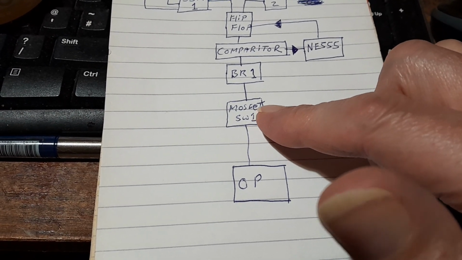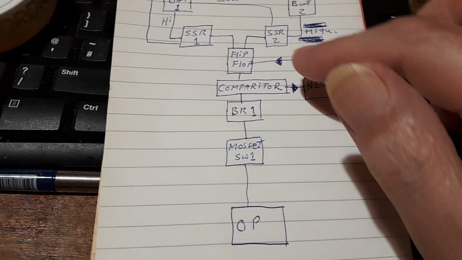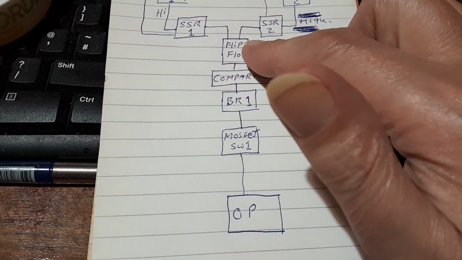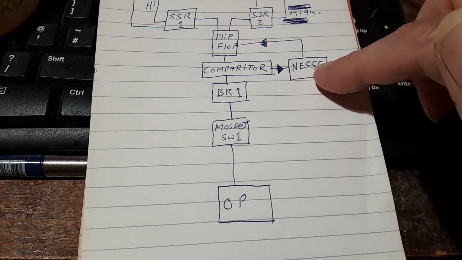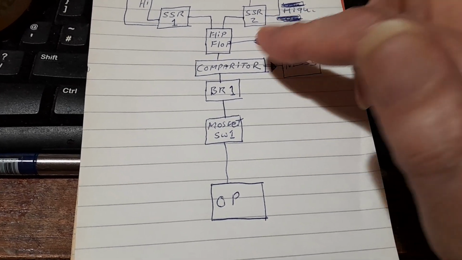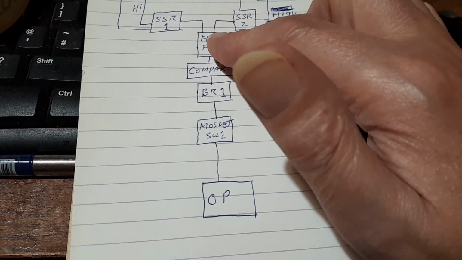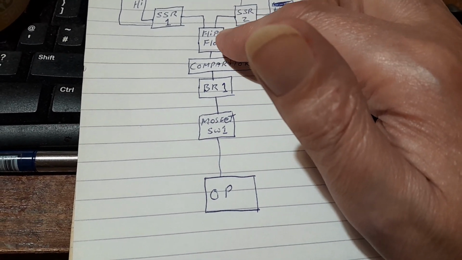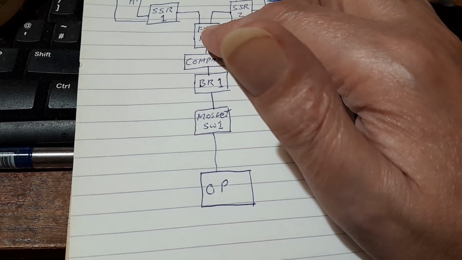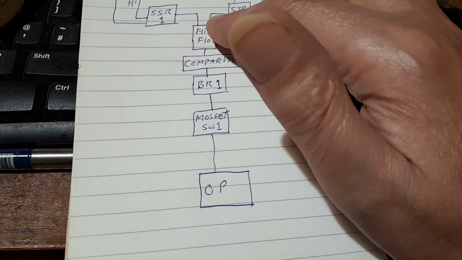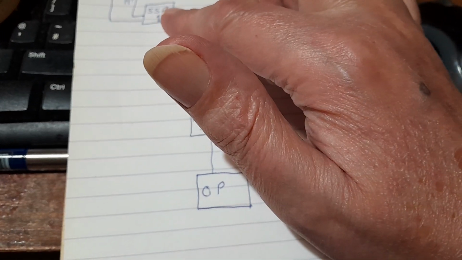So what we basically have is a flip-flop IC, which is triggered by an NE555 timer to flip it, so that when the flip-flop is active, we need to use at least two outputs. One output would be to trigger the solid state relay bank 1.